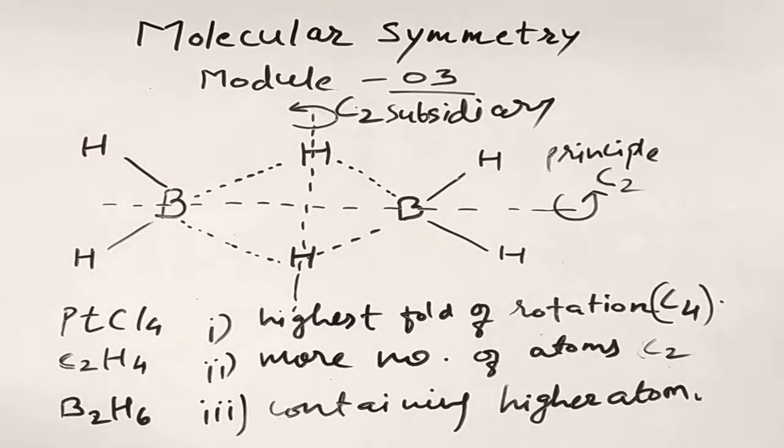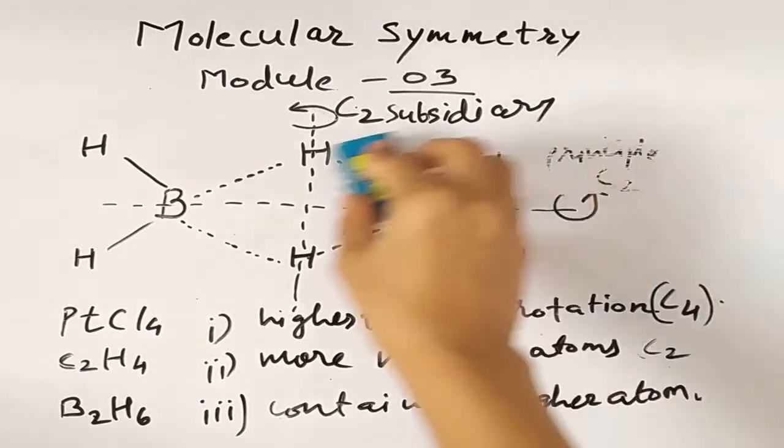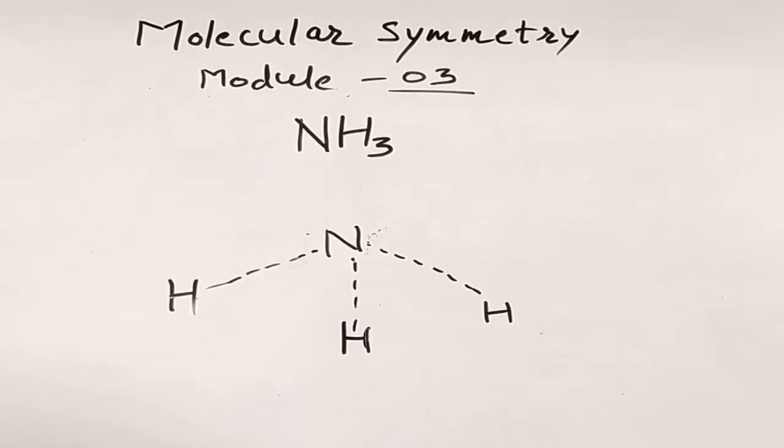Is that clear? I hope now you got the difference between the principal axis and subsidiary axis very well, and you are now able to find out which is the principal axis and what are the other subsidiary axes. For more practice, we will take a few more examples.